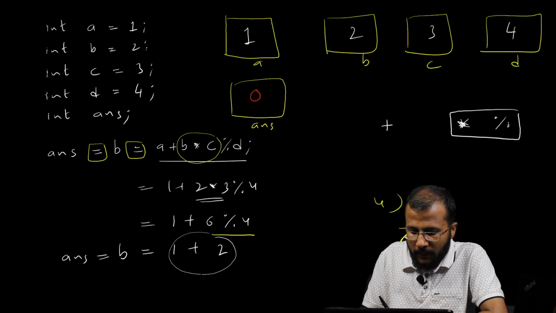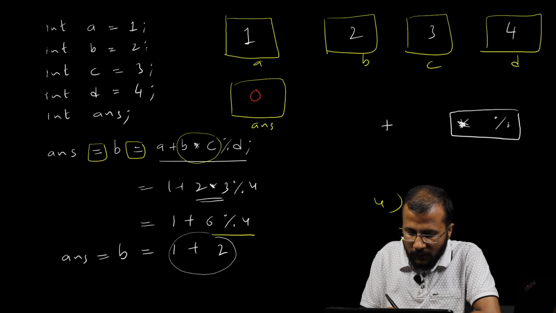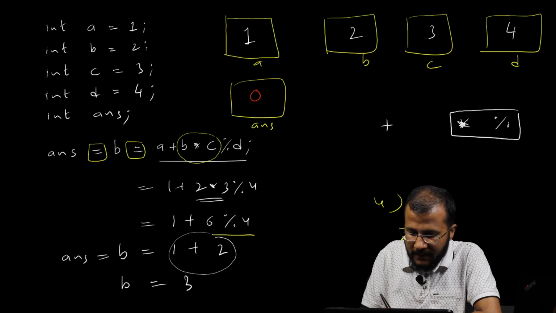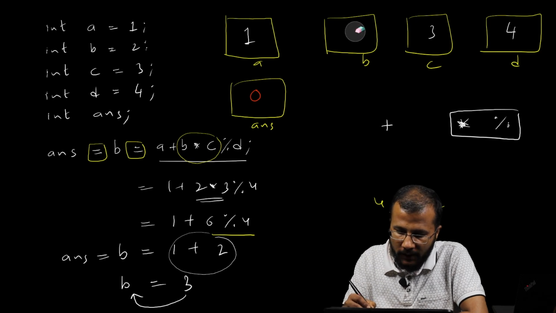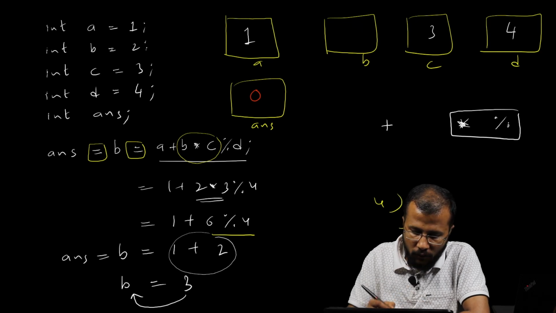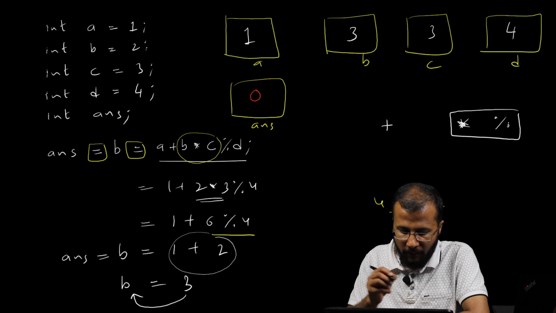So now this will be stored in the variable B. So now this becomes B equals 3. That means the value 3 is assigned to the variable B. Now the previous value of B, that was 2, will be replaced by the new value, that is 3, in the memory itself.